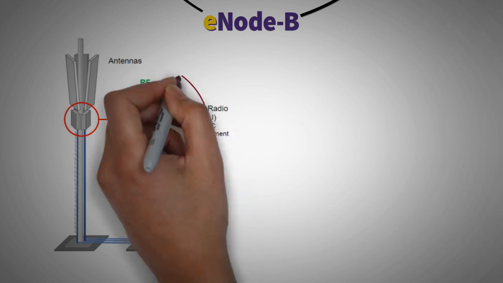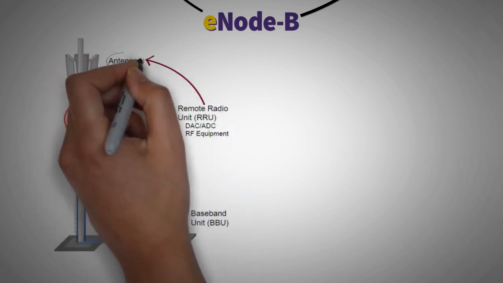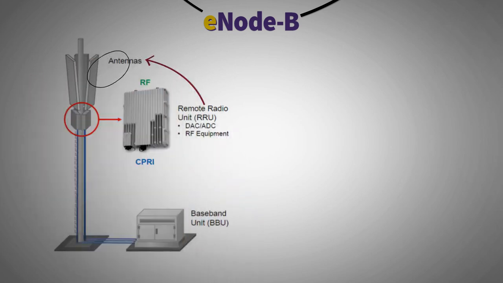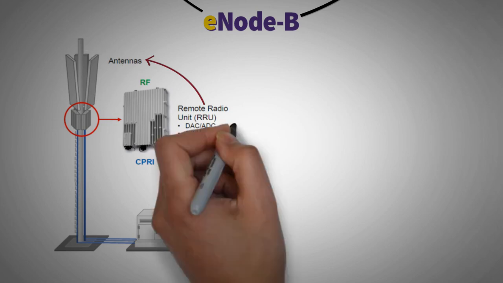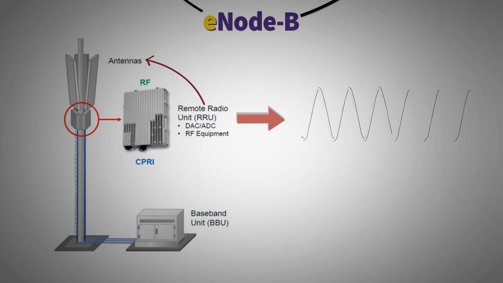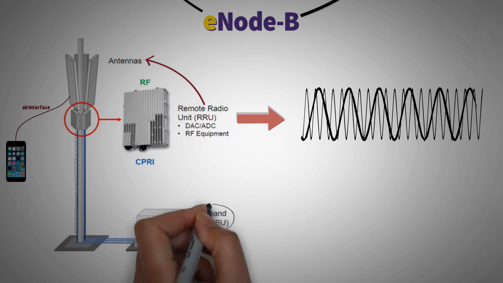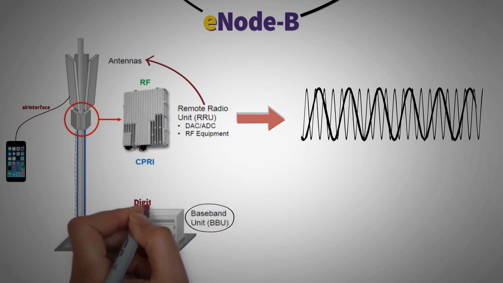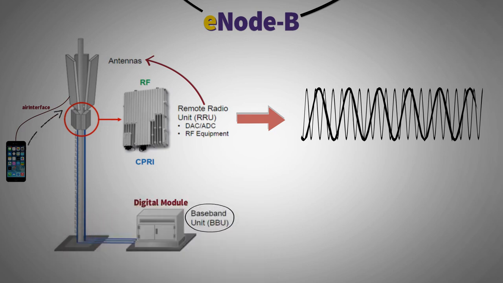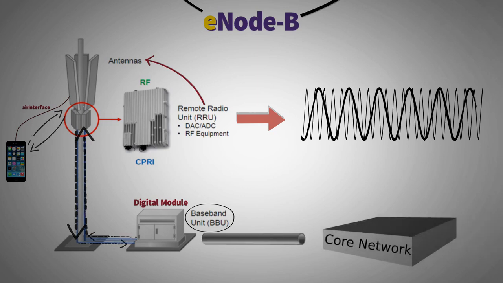RRU, or the remote radio unit, consists of the antennas. It is also called remote radio head, which are the most visible parts of a mobile network. They are also responsible for modulation and demodulation of all signals transmitted or received on the air interface. The second part is BBU or baseband unit, which consists of digital modules that process all signals transmitted and received on the air interface and acts as an interface to the core network over a high-speed backhaul connection.